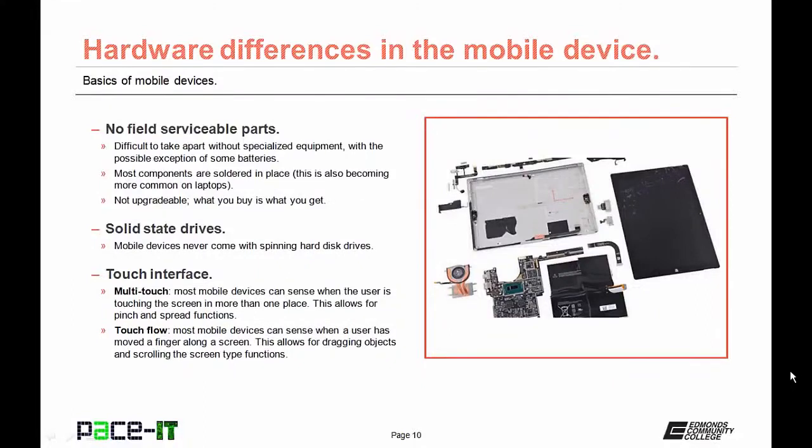Almost all mobile devices come with a touch interface, and that comes with several things involved. Most of these touch interfaces can sense when they're touched in more than one place. This allows for the pinch and zoom functions on mobile devices. Mobile devices also have touch flow. That means that they can sense when a user has moved their finger along the screen. This allows for the dragging of objects and the scrolling of the screen.